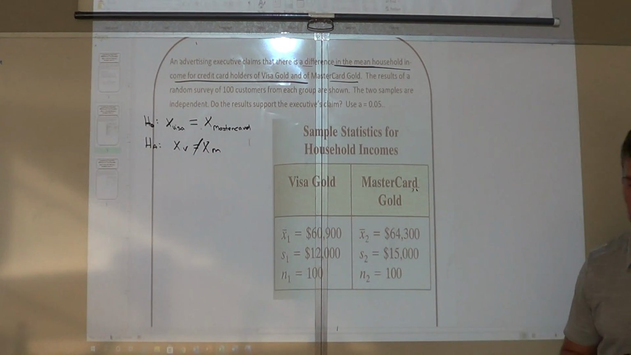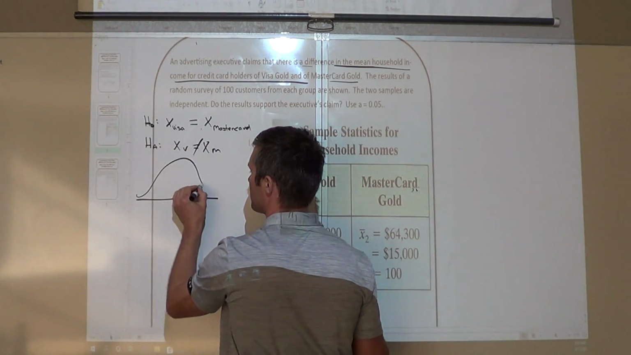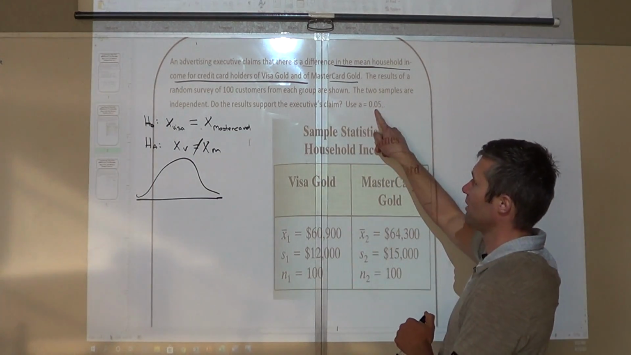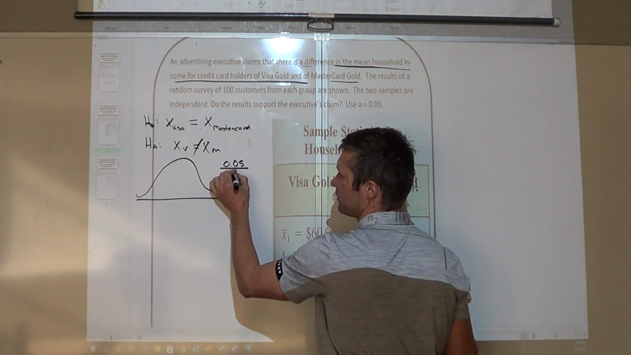Next we're going to go ahead and set up our alpha value. We know it's a two-tailed test, so it's going to be up and down. The level is 0.05, so since it's a two-tailed test, we're going to divide that by 2.